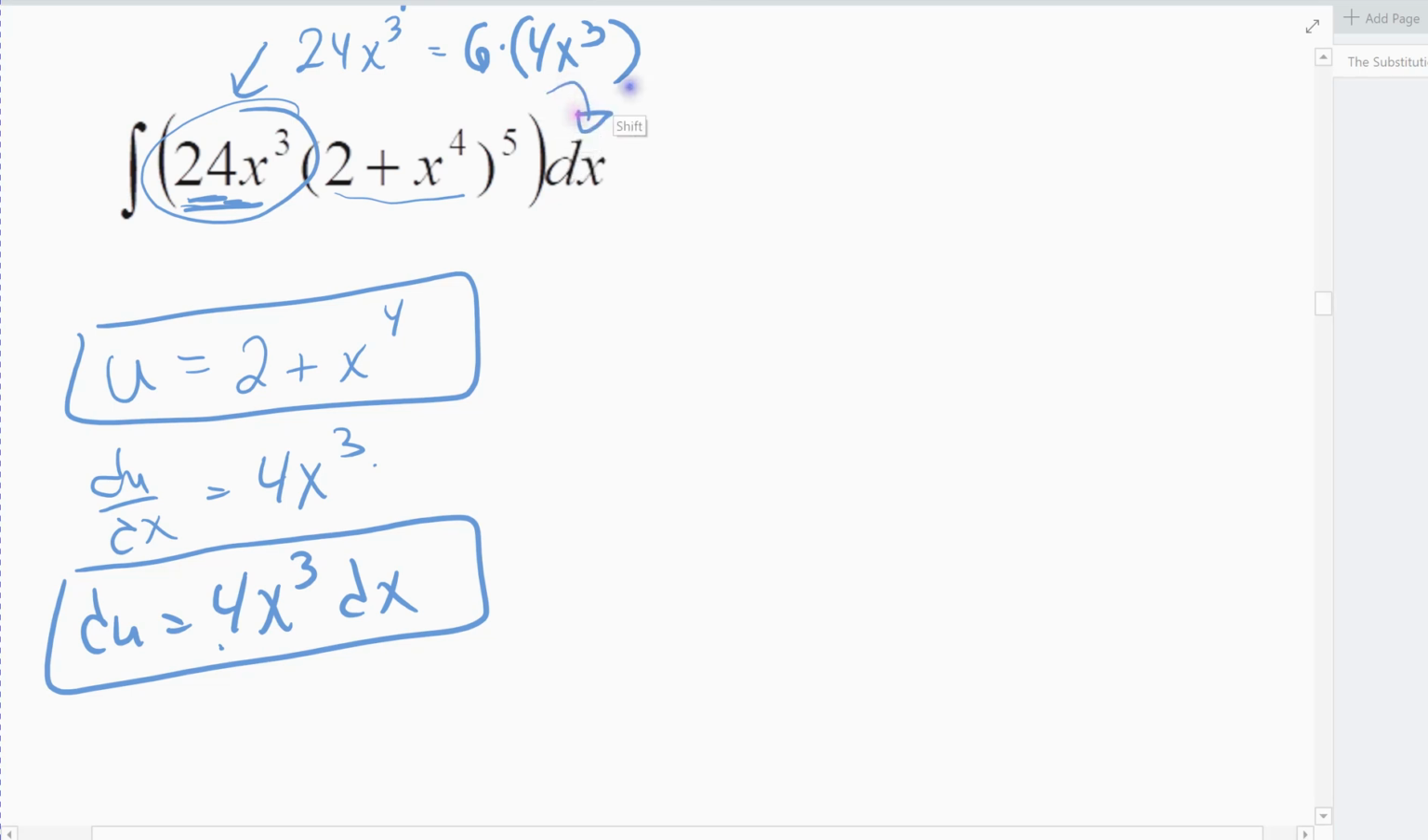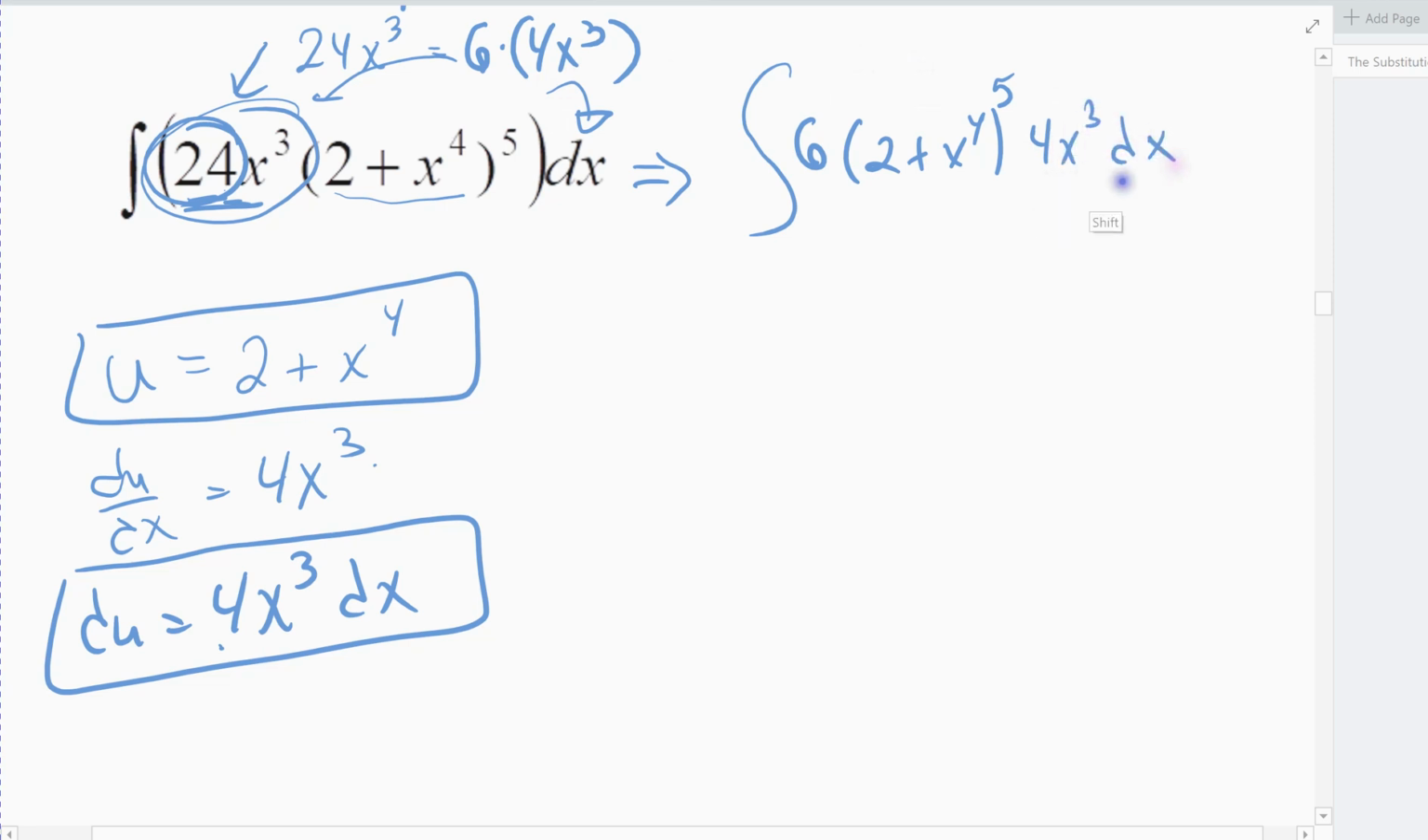And then I'm going to rewrite it. I'm going to leave the 6 out front as a constant, and then I'm going to move the 4x cubed over here with the dx. So I'm just rewriting stuff. The 6 doesn't go, I still need it because it's a part of the 24, so the 6 is going to stay. The 2 plus x to the 4th raised to the 5th. And then I'm going to move the 4x cubed over here with the dx.